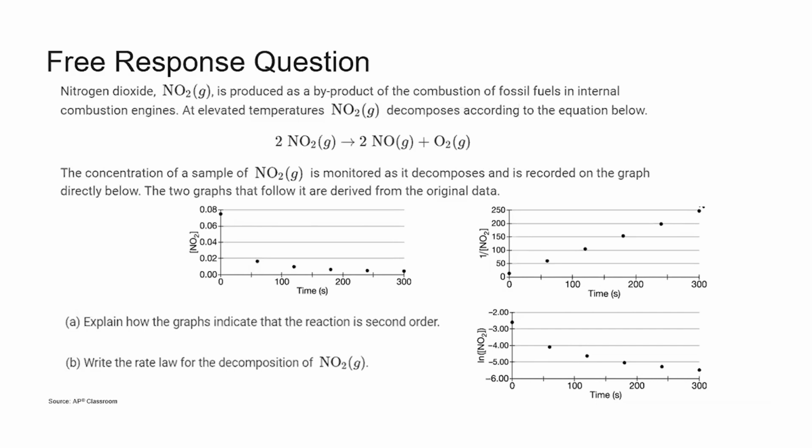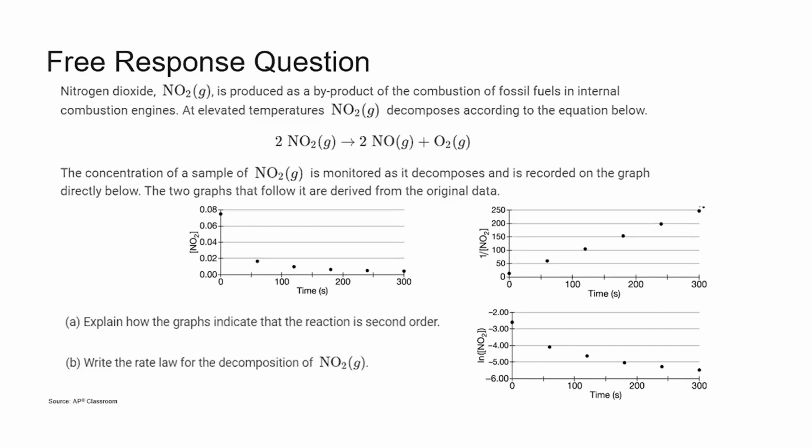Free response question. Nitrogen dioxide is produced as a byproduct of combustion. Nitrogen dioxide decomposes to produce nitrogen monoxide and O2, oxygen gas. The concentration of a sample of NO2 is monitored as it decomposes and is recorded on the graph below. The two graphs that follow it are derived from the original data. So you see your three graphs there.